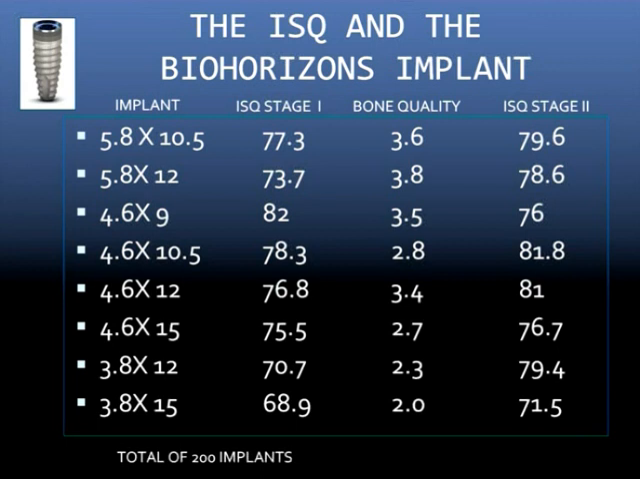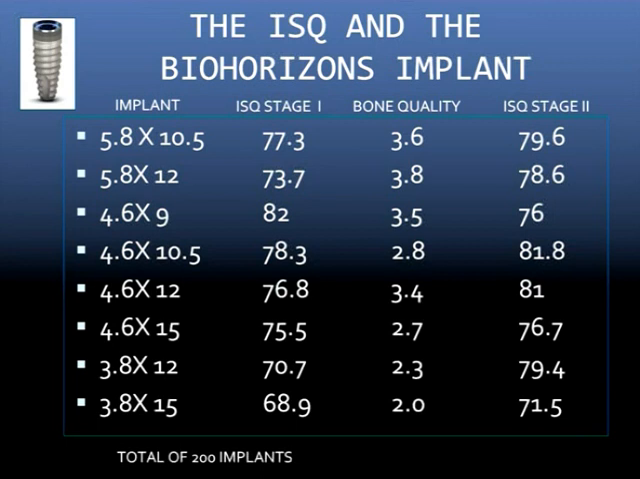And then I looked at the slide at stage 2. And at stage 2, either represented 4 months or 6 months. It did not represent anything at early loading protocols. And we looked at all of these. And you can look at the size of the implant, 5.8 down to 3.8. And you can look at the length, 10.5, 12, or 9 down to, or up to 15 millimeters.